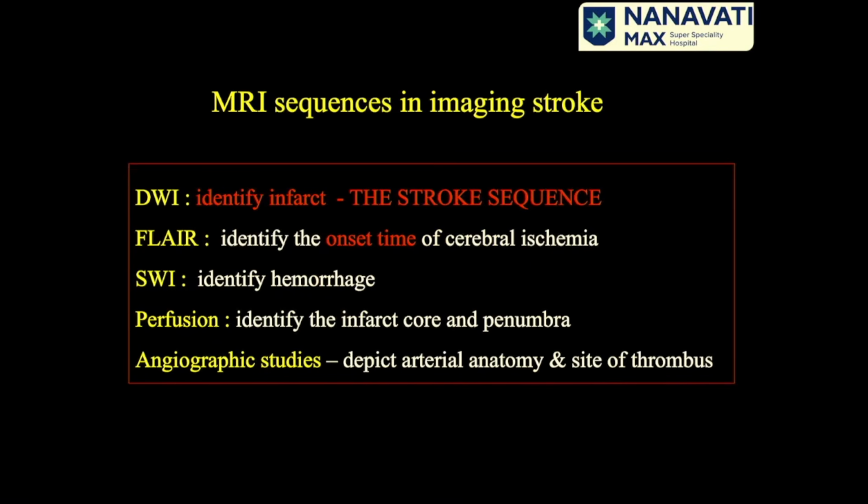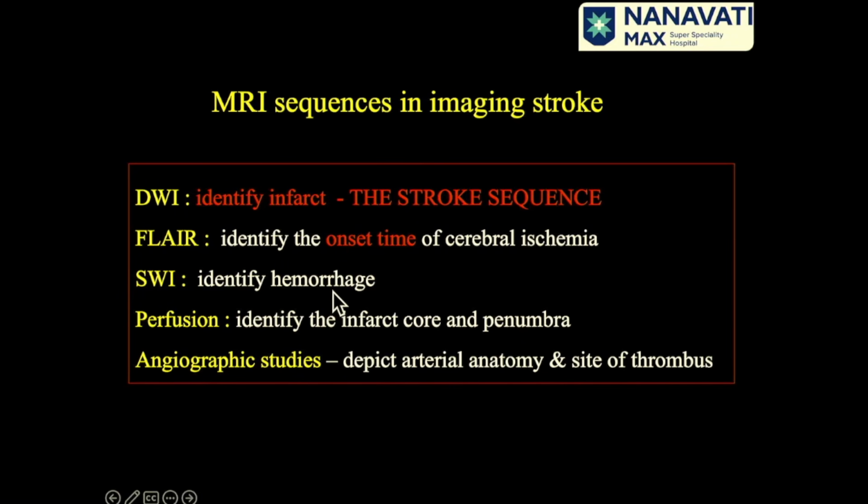We do what is called an 11 minute hyperacute stroke imaging. The sequence is diffusion, all of us know that because it identifies the infarct. FLAIR is important in patients who have an awake stroke. That means you don't know when the actual stroke happened. When the patient gets up, he or she gets up with stroke. So FLAIR is important to identify the time of onset of cerebral ischemia.